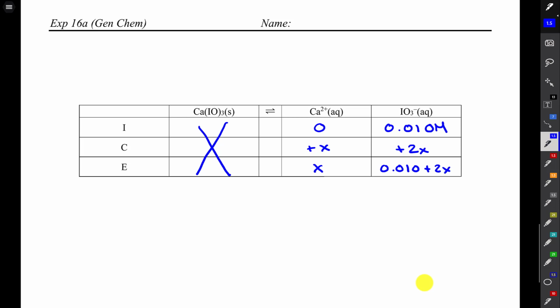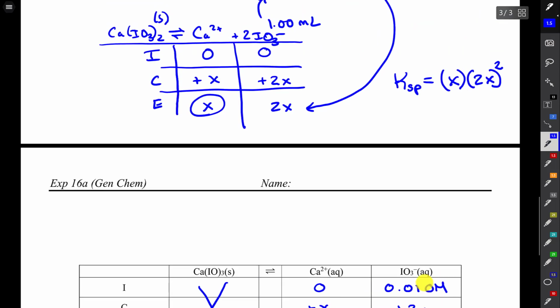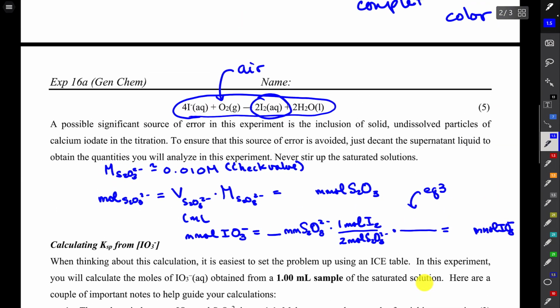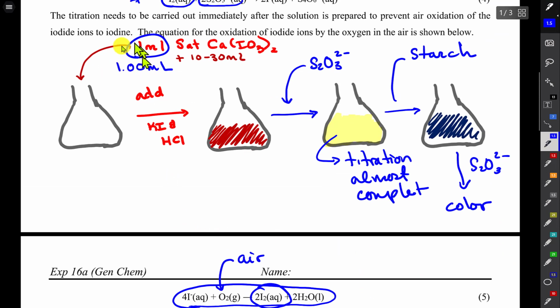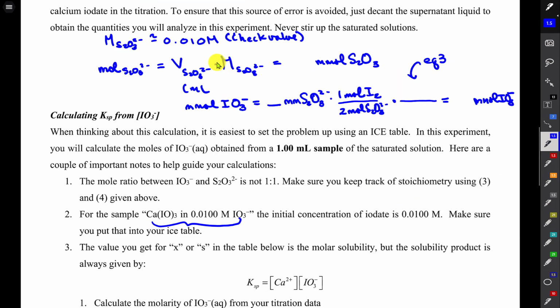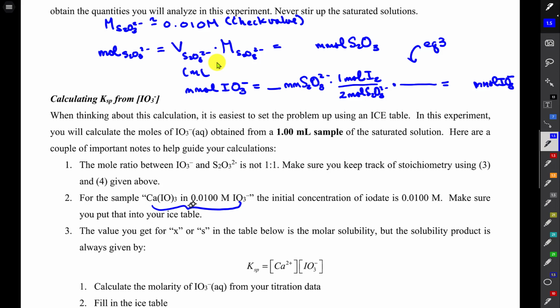Now when you do the titration, it's done exactly the same way. It's just a sample that was prepared differently. You don't need to add any iodate to it, that was already added. You're still going to go through this set of procedural steps. You're going to take a 1 ml sample. Now it's calcium iodate, but it contains some iodate already in the water. So that's why it's going to be labeled like it says here: calcium iodate in 0.0100 molar iodate concentration.